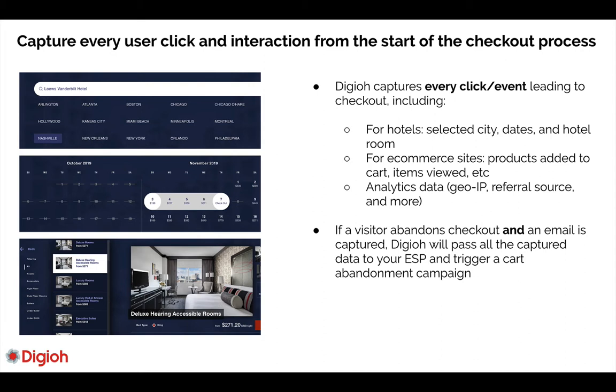And then on exit, if they don't actually make the purchase or reservation or whatever the action is that you want them to do, we pass all of that data to your ESP system. So you can do a very targeted email, and that email can contain all the items that they actually added to their cart or their checkout funnel. We can also pass any analytics data as well. So it's like referring URL, referring source, any GeoIP information like their city, country, region.